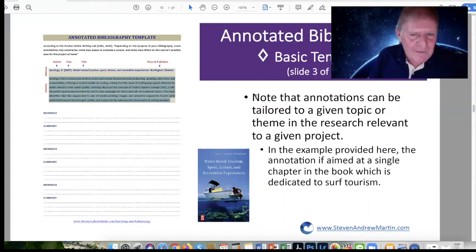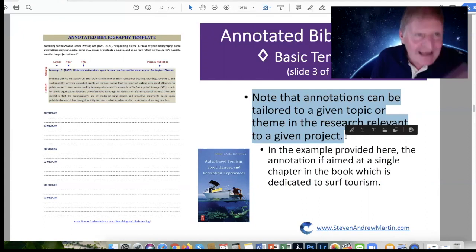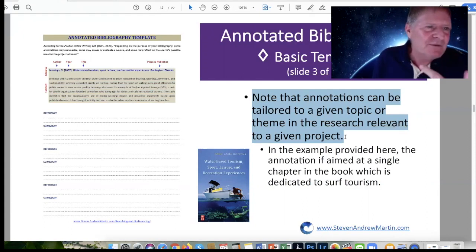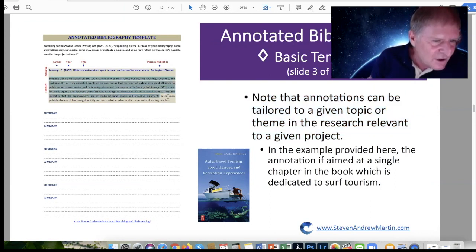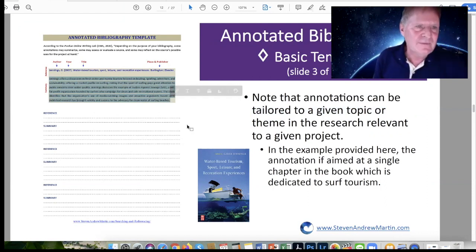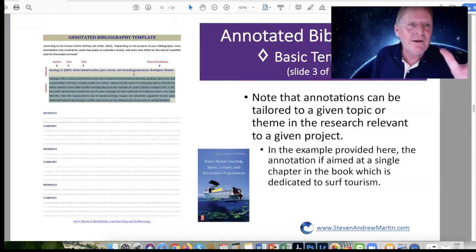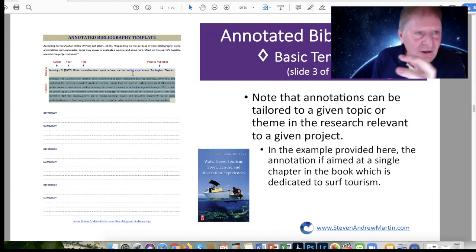But one of the points I'm making here is that my annotation is about my goal, which is publishing the surf tourism paper. So my annotation only talks about surf tourism, right? I don't need to tell you what Jennings' book is all about. I just want to talk about what Jennings has to say about my topic, if you follow me, right? So your annotation is tailored to your paper, right? Does that make sense?